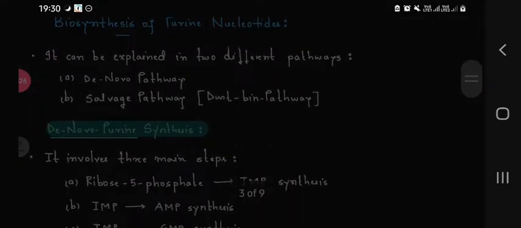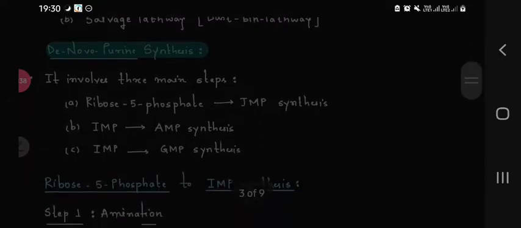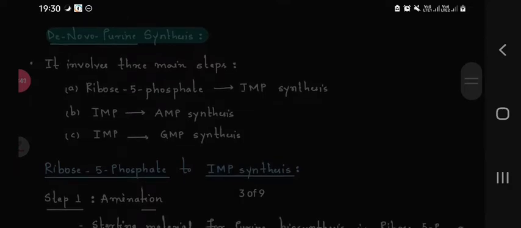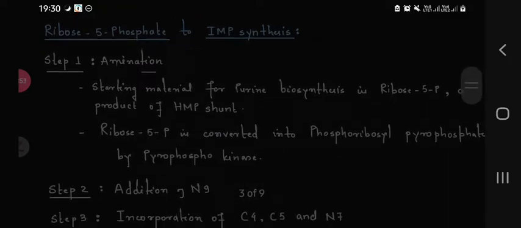Now, biosynthesis of purine nucleotides. It can be explained in two different paths, de novo pathway and salvage pathway. De novo purine synthesis involves three main steps: ribose 5-phosphate to IMP synthesis, IMP to AMP synthesis, IMP to GMP synthesis. Ribose 5-phosphate to IMP synthesis.